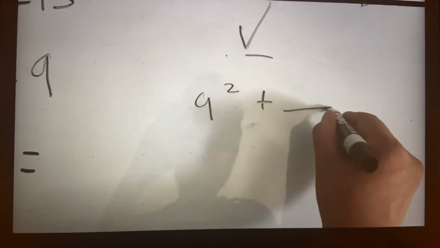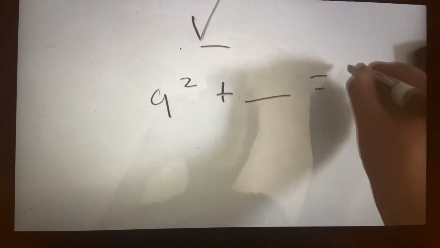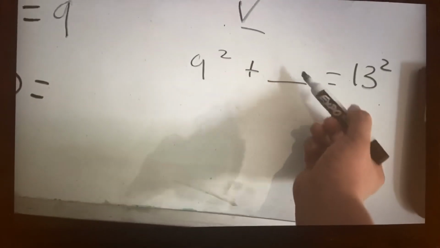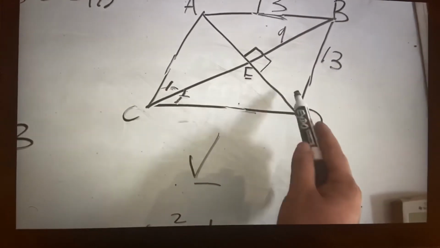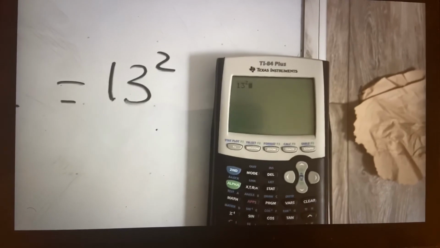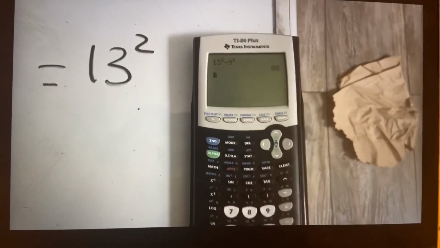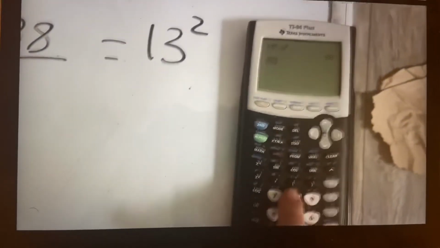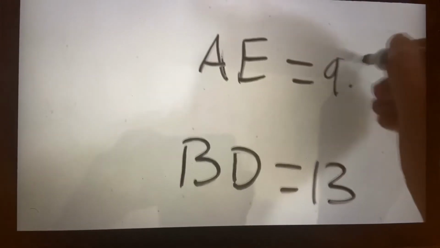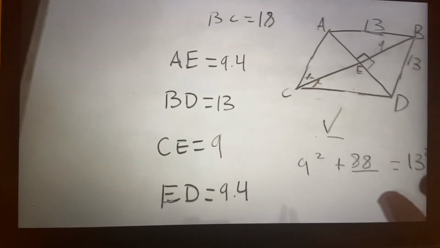So we have it that 9 squared plus blank is equal to 13 squared. Okay? And this is going to represent our ED squared. So we'll go in our calculator and do 13 squared minus 9 squared, and that's 88. So we'll have 88 right there. What's the square root of 88? It's a decimal, and we'll leave it as 9.38 or 9.4. So ED is 9.4 along with AE.